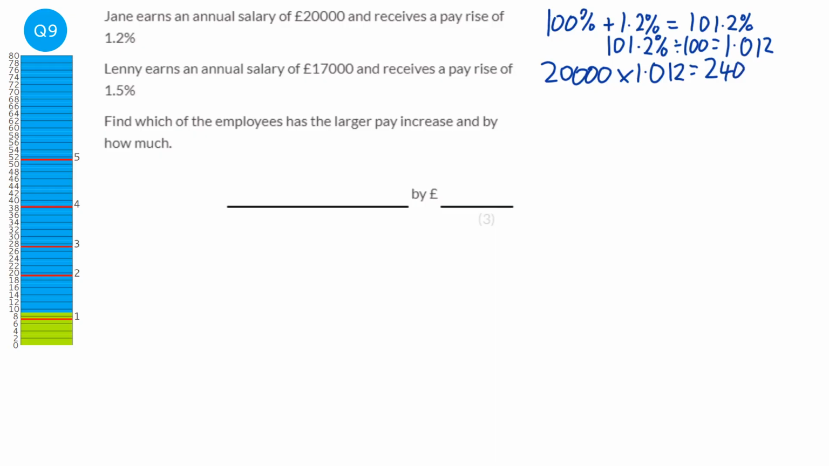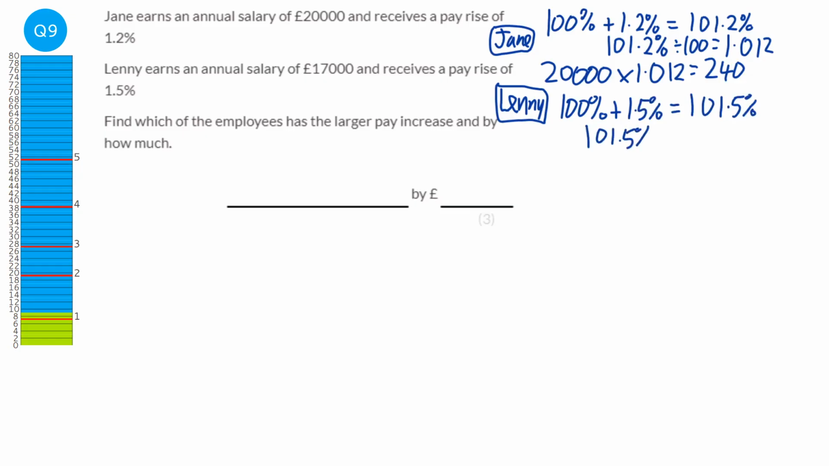Next we do the same for Lenny. So that's 100% plus the 1.5%, which will be 101.5%. Make that a multiplier: we divide that by 100, which gives us 1.015. Then finally we take the 17,000 times it by the multiplier, and when we do that we get 255.